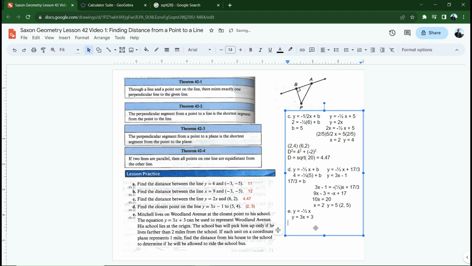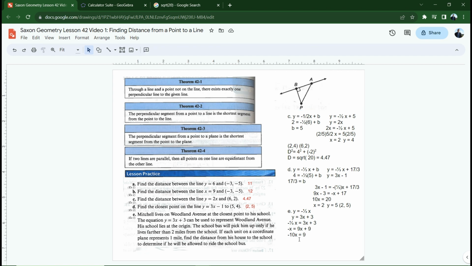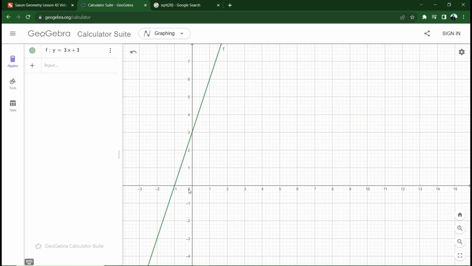And now I'm going to set these equal to each other because y equals this and y equals that. So I can substitute one of these in for y. Negative 1/3 x equals 3x plus 3. This is going to be way easier if I just multiply everything by 3. So I'm going to do that right away. That's going to be negative x equals 9x plus 9. I'm going to subtract 9x from both sides. That's going to give me negative 10x equals 9.